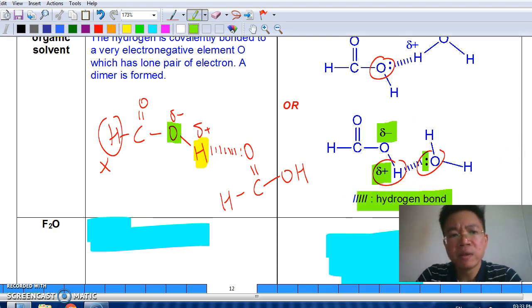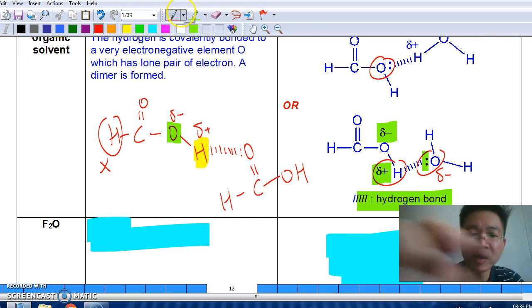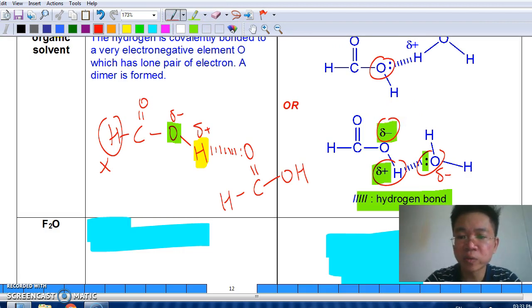Okay, if in an assessment you forgot where to put your delta plus, delta minus, it's okay to label more. In fact, students would also label this delta minus on the atom, on the N, O or F that forms the hydrogen bond with the H. Okay, we will not mark you down. Okay, but these two minimally need to be shown.